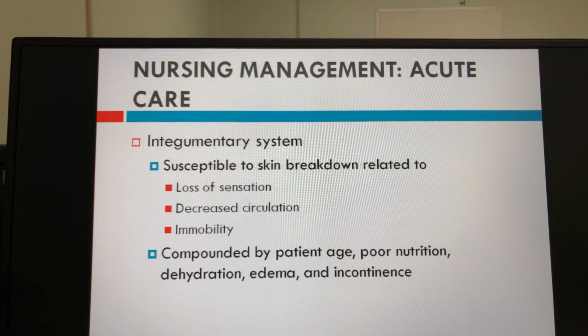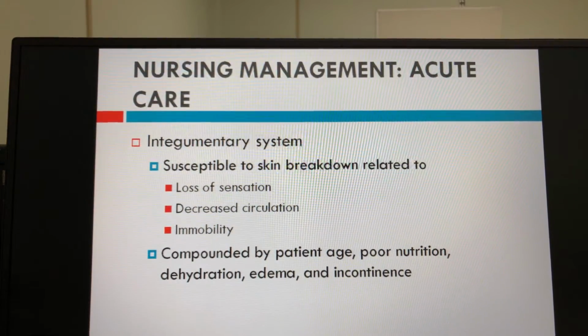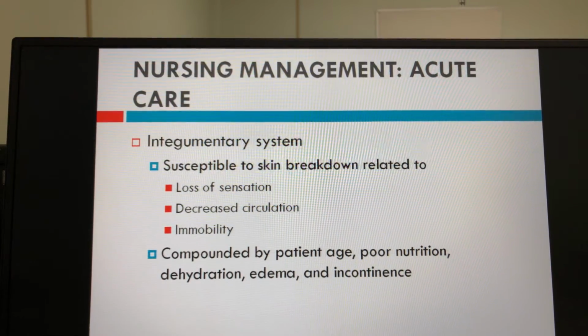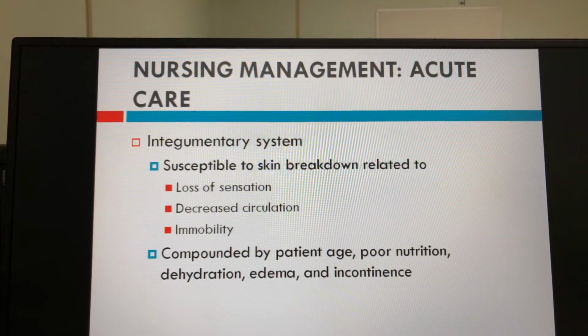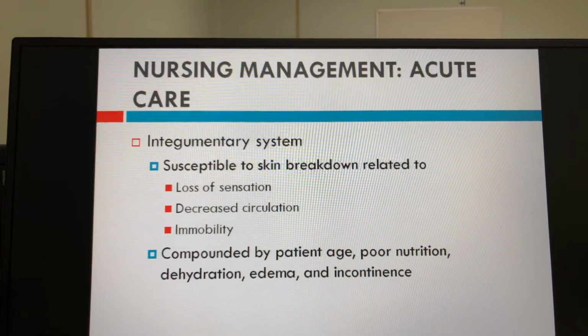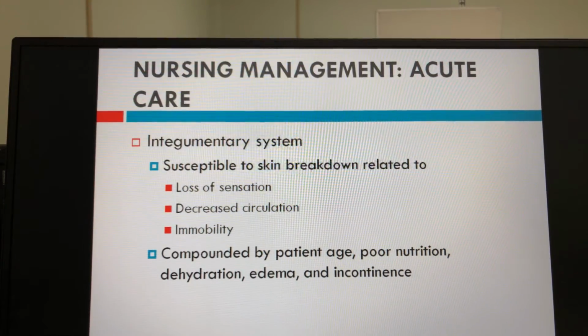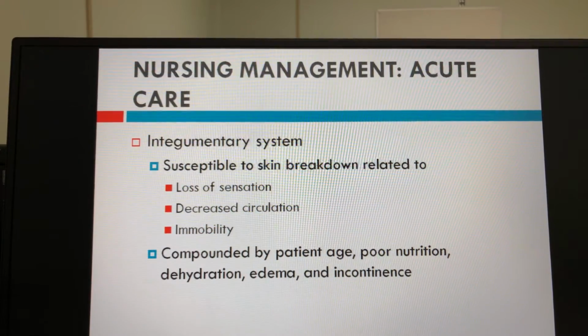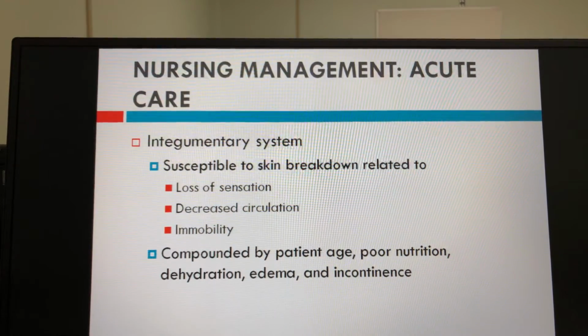In regard to the skin, it is susceptible to breakdown related to loss of sensation, decreased circulation, and immobility. Now, together or compounded by the patient's age, poor nutrition, dehydration, edema, and incontinence, all these are contributory factors of the patient developing skin breakdown.